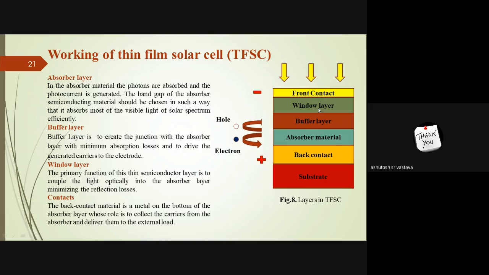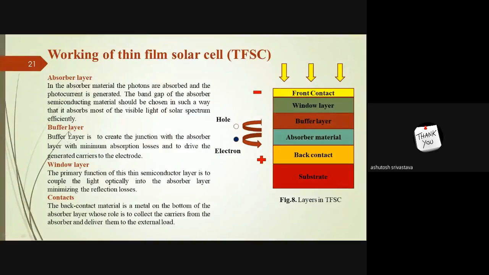This window layer consists of a material that has a higher band gap. Why higher band gap? Because if this window layer is not present, the solar radiation will fall directly on the buffer layer and the absorber, which are the p-n junctions. So it will scatter, or sometimes also reflect back, the solar radiation, and not much of the solar radiation will come in. So this window layer allows the maximum solar spectrum, the maximum photons, to enter the device because of its high band gap. Because it is high band gap, it will allow those photons to pass on. So this window layer has this property. And other than that, this absorber layer I have already talked about.